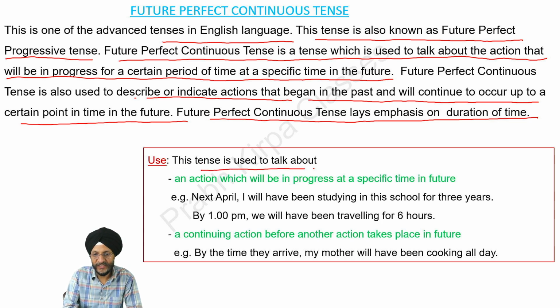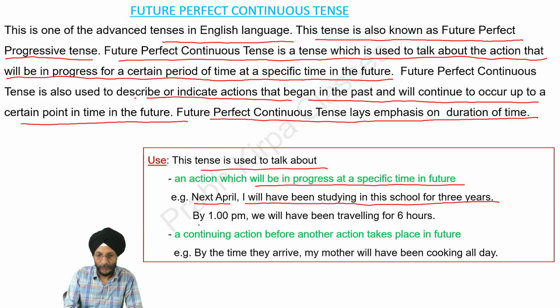So this tense is used to talk about an action which will be in progress at a certain time in future. Here is the example. Next April, I will have been studying in this school for 3 years. By 1 p.m., we will have been traveling for 6 hours.